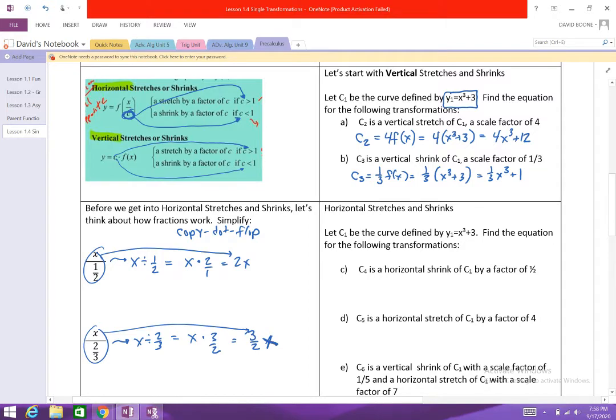Okay. So I want to use that in really helping you do some of the math a little bit quicker in these problems and not have to worry about that division piece. So let's go back. We're going to still start with that original function, x to the third plus 3. And they want us to find the C4 function that is a horizontal shrink.